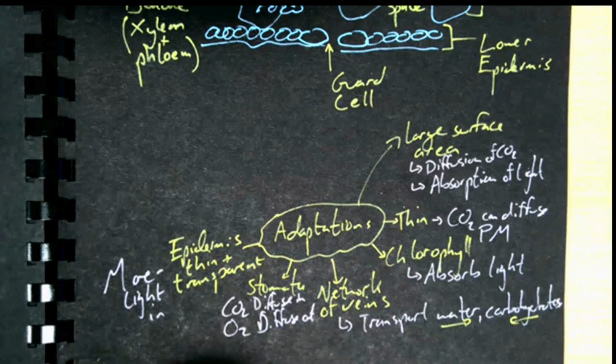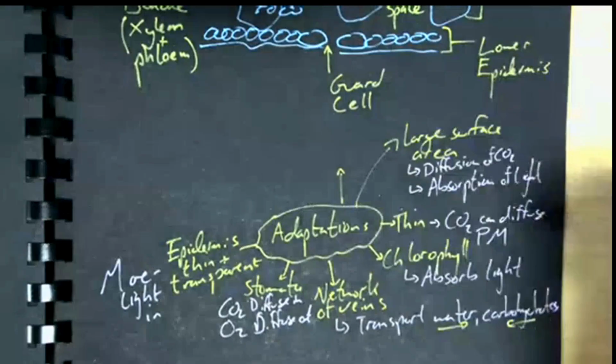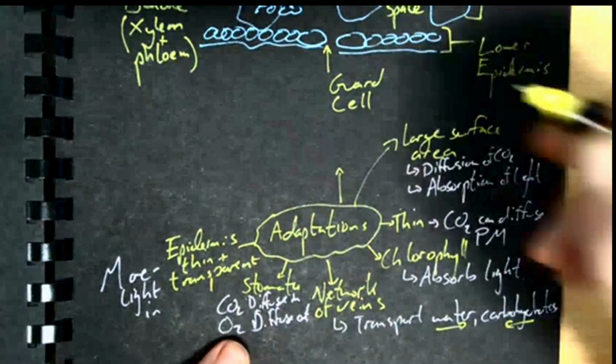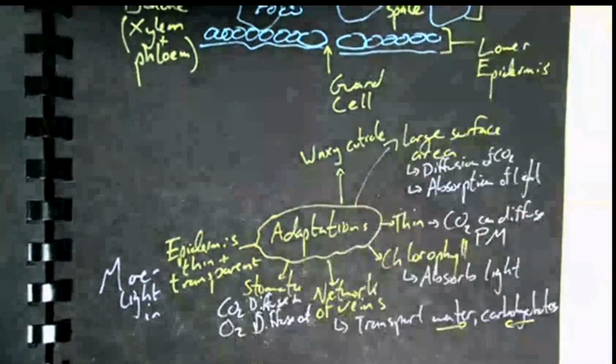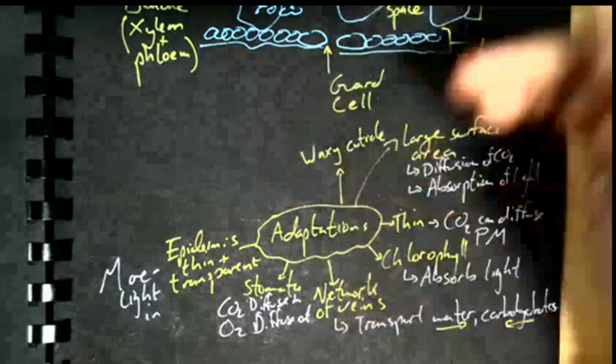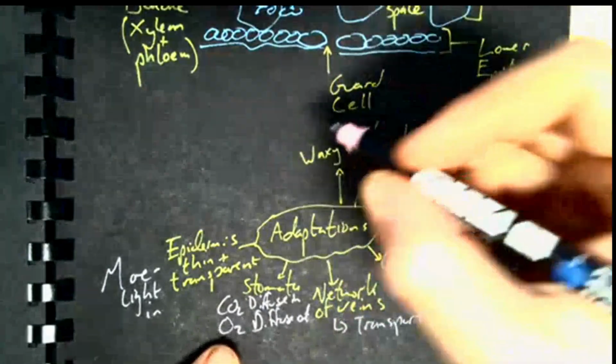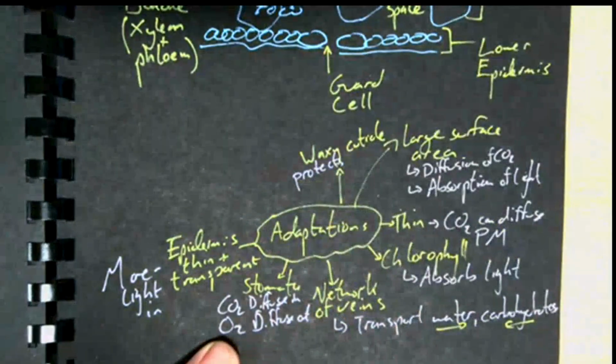On the top layer, we also have a cuticle called a waxy cuticle. And this is able to protect the leaf itself without blocking out any sunlight. So it protects, but also allows sunlight through.